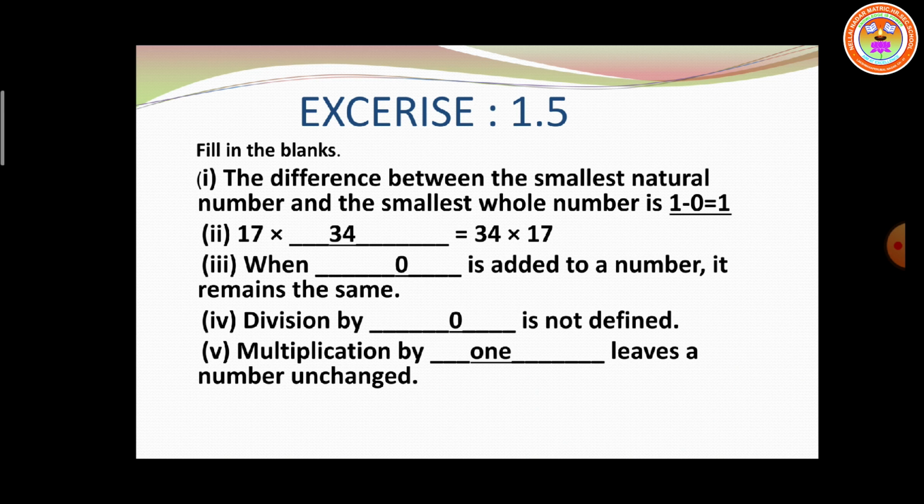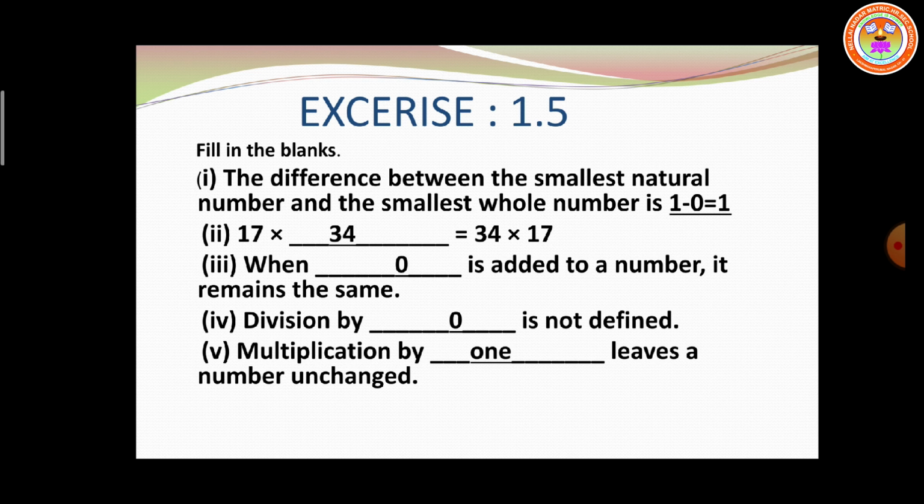First, fill up the difference between the smallest natural number and the smallest whole number. I told you a natural number starts with 1, whole number starts with 0. So the smallest natural number is 1 and the smallest whole number is 0. They are asking the difference. So what is 1 minus 0? 1. Yes.